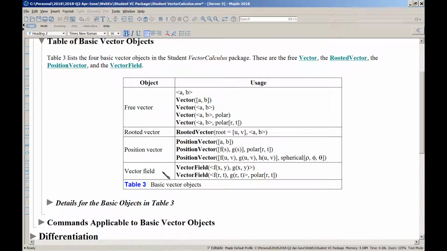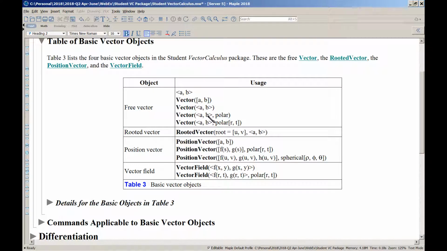Then there's the vector field. Use the vector field command, brackets or angle brackets here. These are the mapping from R2 to R2, and so on, that puts a vector at every point. And you can define it in other coordinate systems. This would be in a Cartesian system.